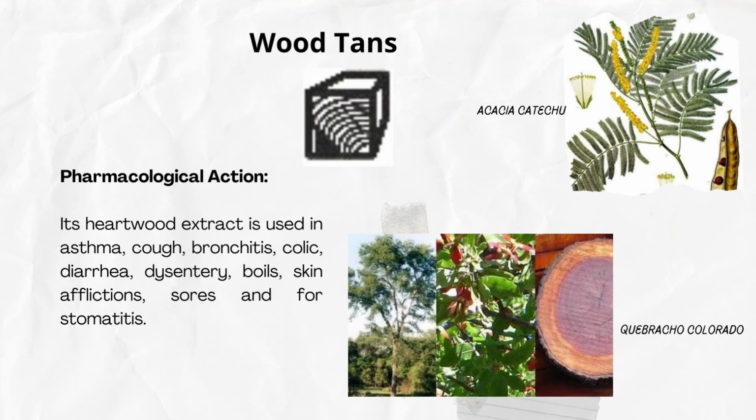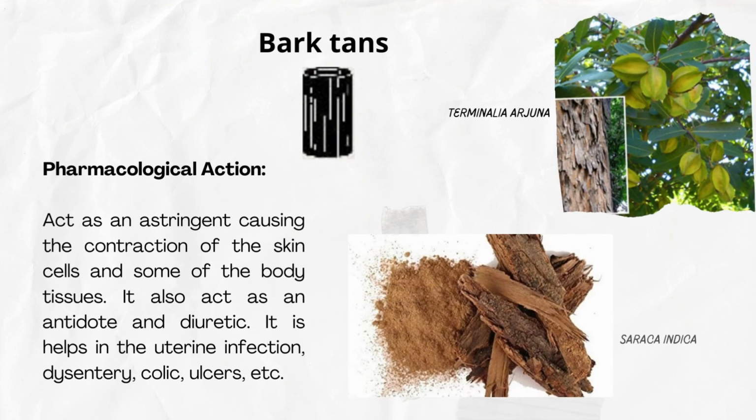In the wood tans, we have the Acacia catechu and the Quebracho colorado. Its heartwood extract is high in tannins, which is why it is used in asthma, cough, bronchitis, colic, diarrhea, dysentery, boils, skin affections, sores, and for stomatitis. In the bark tans, we have the Terminalia arjuna and the Saraca indica. It is used as an astringent and it also acts as an antidote and diuretic. It also helps in uterine infections, dysentery, colic, ulcers, and many others.